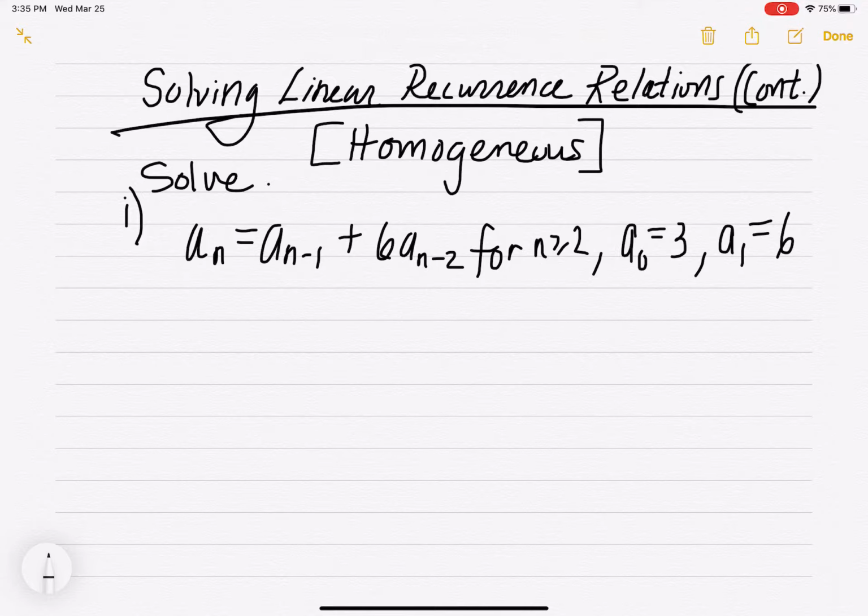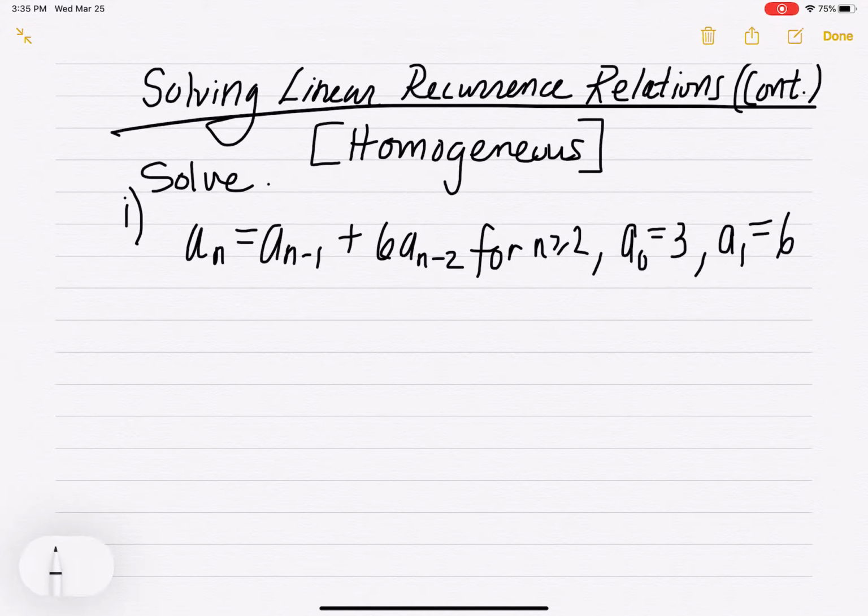It's linear, right? The powers on the a terms, the a_j's, is 1. It's homogeneous because all you have is those a terms, right? a_{n-1}, 6a_{n-2}. You don't have any additional terms besides the a_j's. It has constant coefficients. So first of all, we want to look at the characteristic equation.